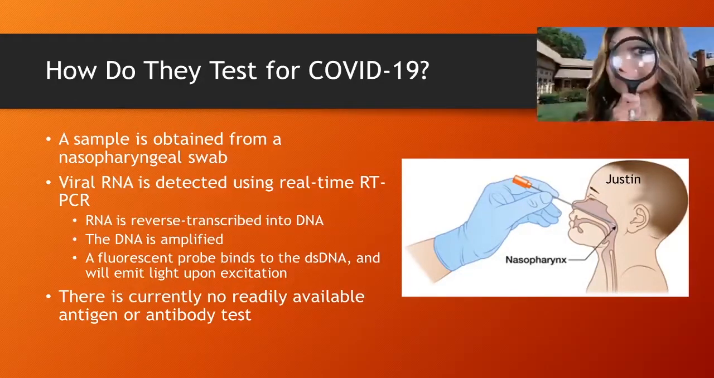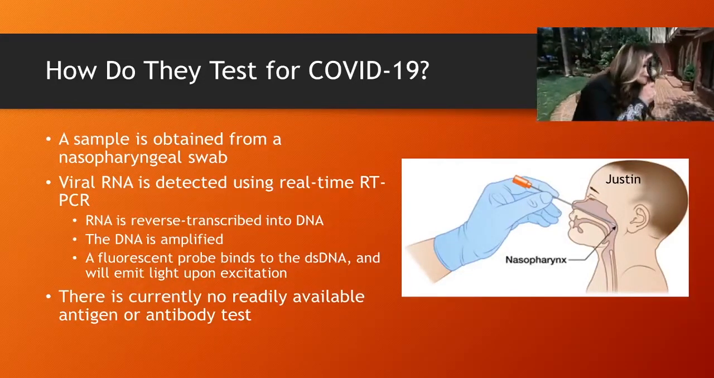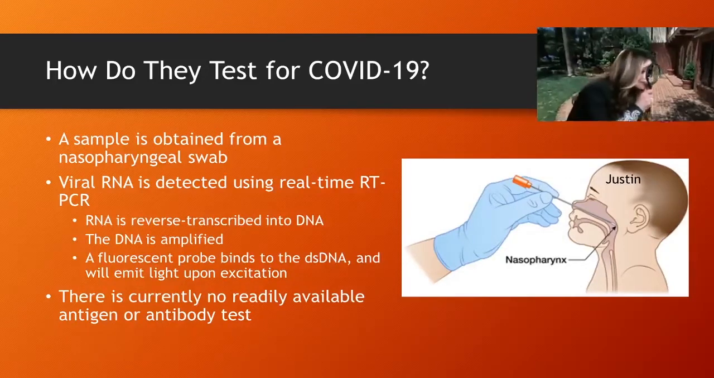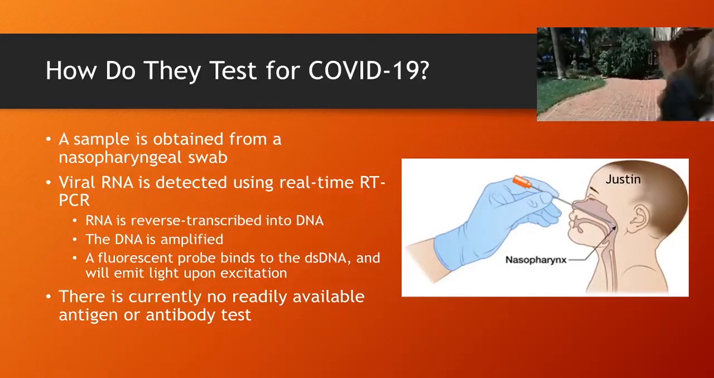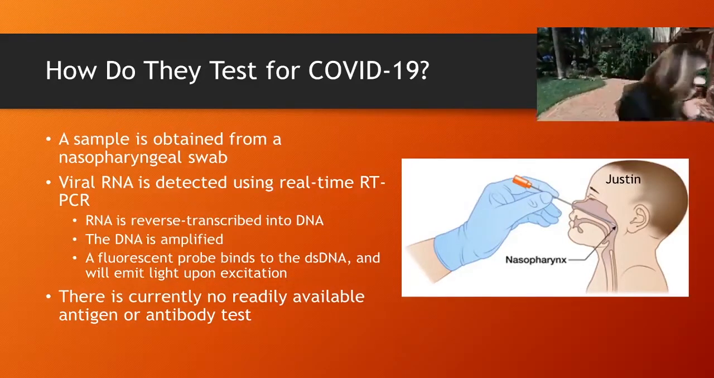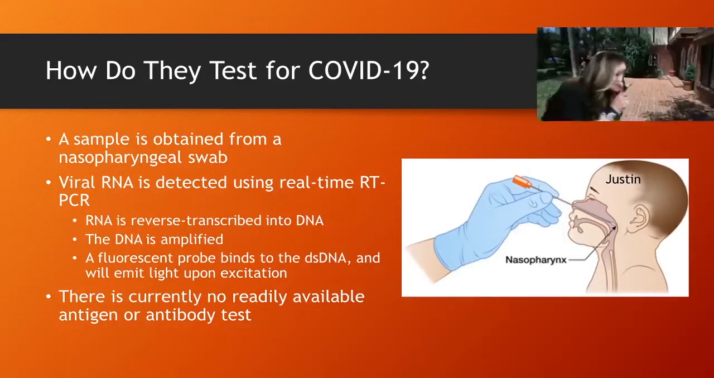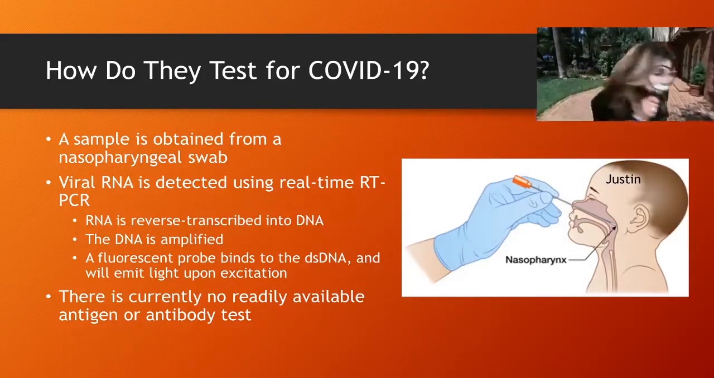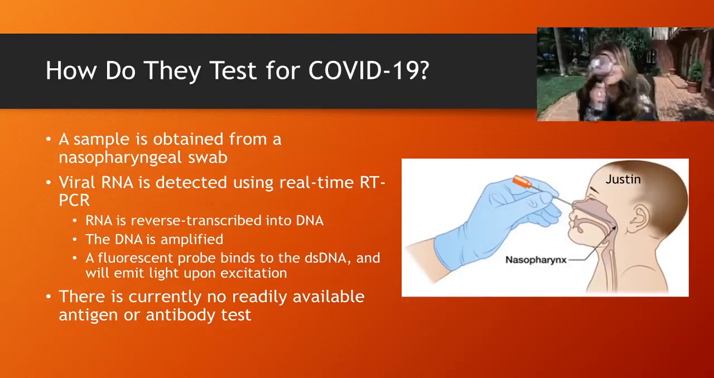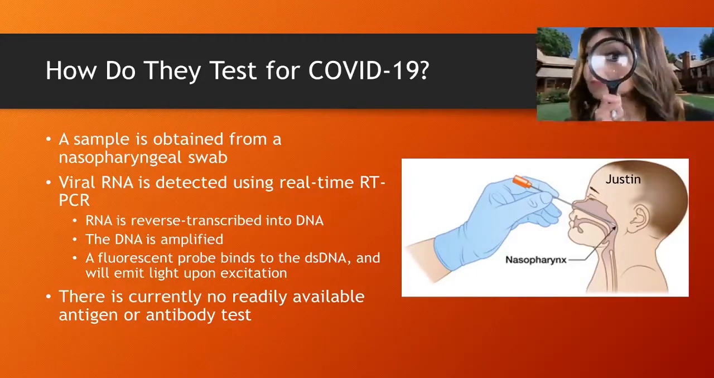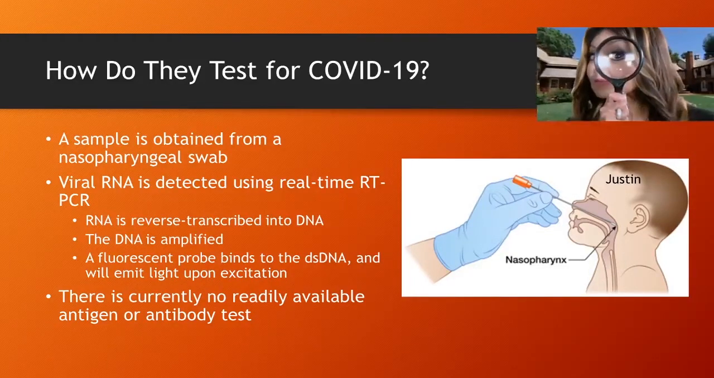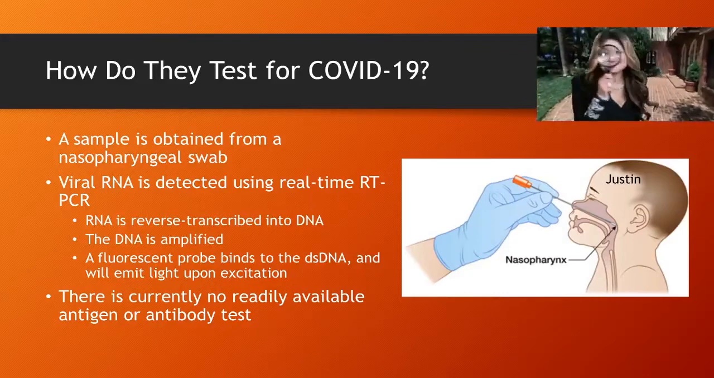There is currently no readily available antigen or antibody test. That is still in the works. It will likely become more readily available soon. They have been able to test and find antibodies for coronaviruses in other animals, like macaques. They've also done tests with humans now, and they have shown, yes, we can identify the antibodies with success. We just don't have it readily available for everyone yet, but that's coming.